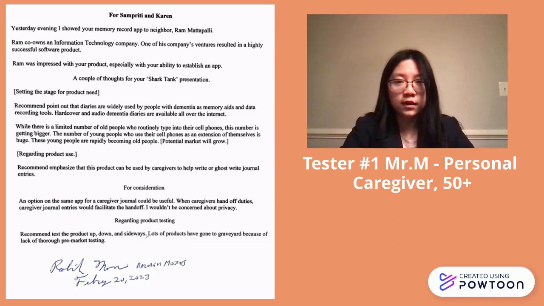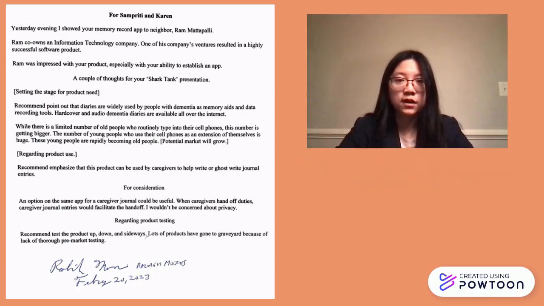He pointed out that our app can also be used by caregivers to write memory logs for the patients themselves. He encourages us and told us to continue testing our app. Mr. M also shared our app with Mr. Metapali, who has his own successful software product. Mr. Metapali was impressed with our app and its functions.